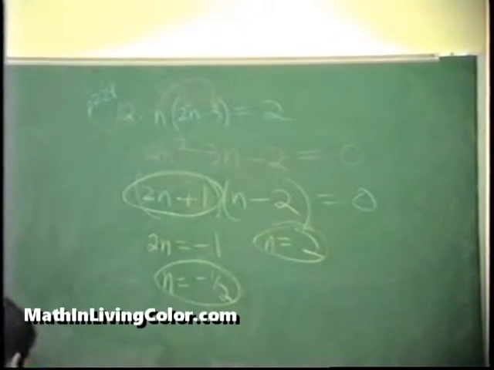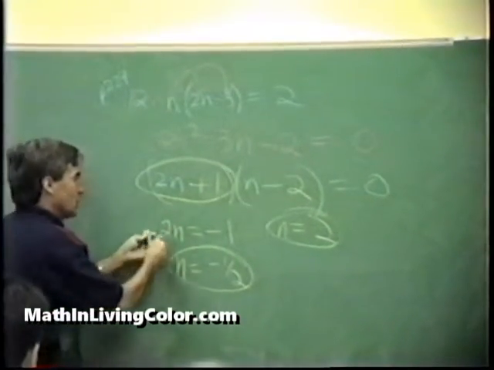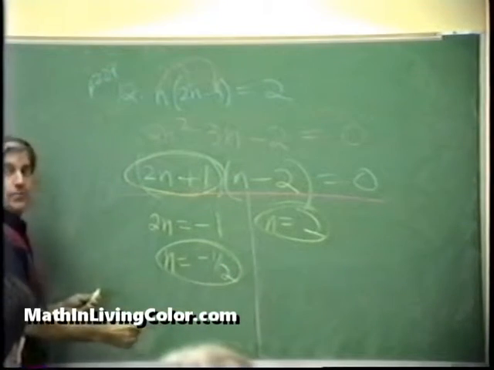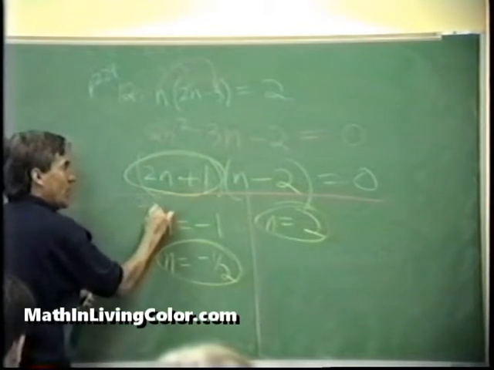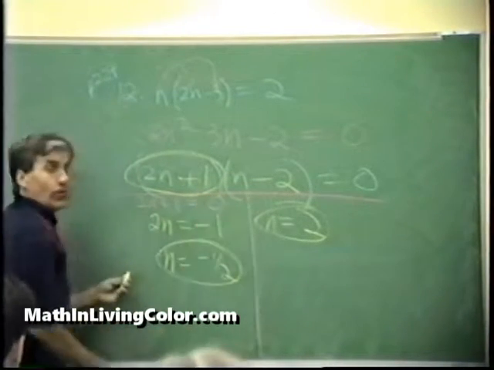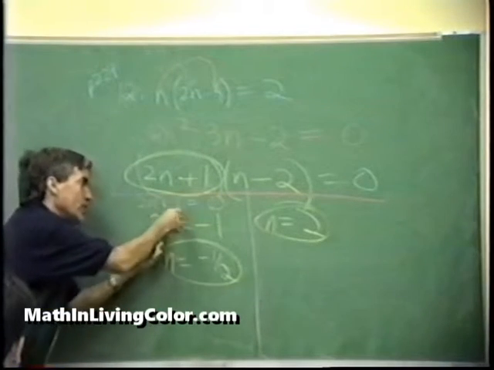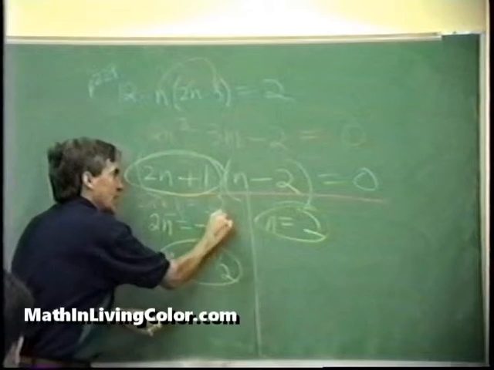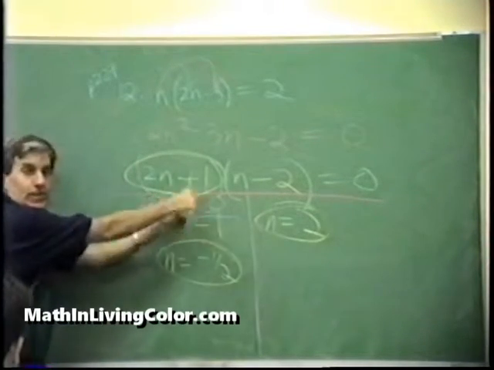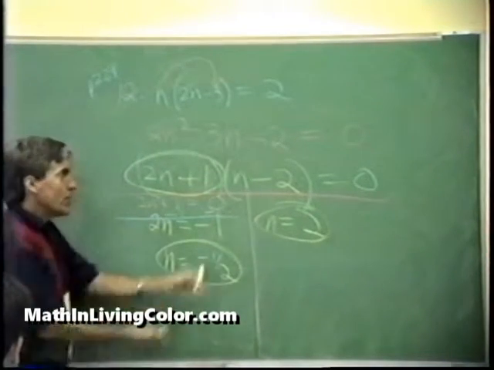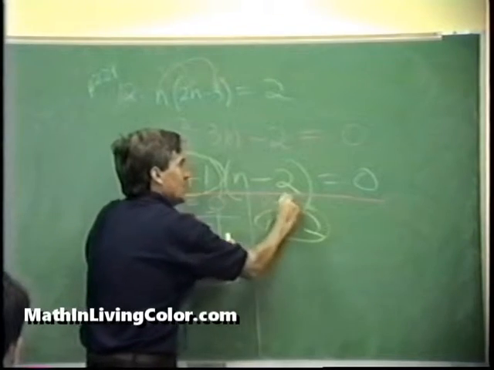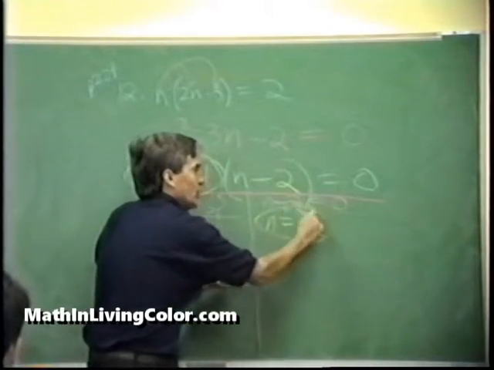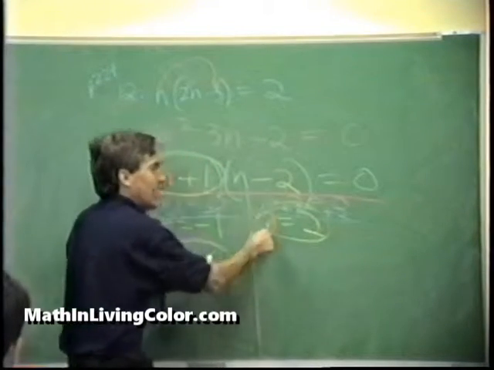Where do you get 2n equals negative 1? First of all, if I split the board in half and put in all the steps, my first step would be 2n plus 1 equals 0. And then I'm going to go negative 1 to both sides, right? Negative 1 to both sides, and that's going to give you 2n equals negative 1. And over here I'm going to have n minus 2 equals 0, and then I'm going to have to add 2 to both sides, and that's going to give you n equals 2.